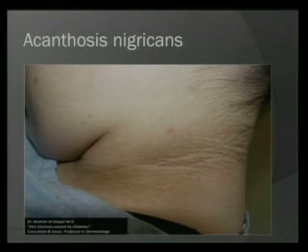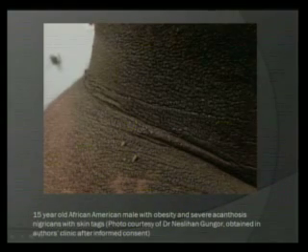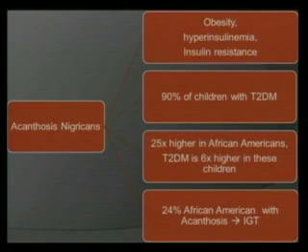Now, acanthosis nigricans. This is a picture in a white adolescent with acanthosis. It's a diffuse hyperplasia of the spinous layer of the skin, manifesting as hyperkeratotic darkening of the skin. That's another picture of a 15 year old African American male with obesity and severe acanthosis. We see skin tags. Acanthosis is associated with obesity, hyperinsulinemia, and insulin resistance. It presents in 90% of children who have type 2 diabetes.